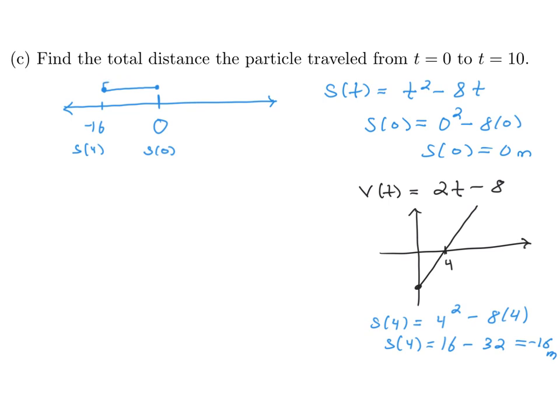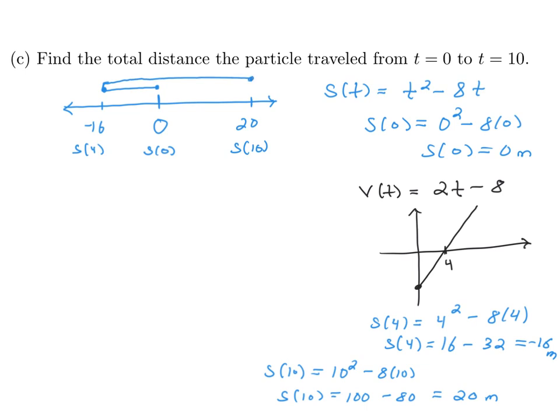How far does it go? Well, we want to see how far it goes up to 10 seconds, so I'll figure that value of s out next. So s of 10, that is 10 squared minus 8 times 10. Okay, that's 100 minus 80. And that's equal to 20. And that's 20 meters. So now it's over here. So here's 20, and this is s of 10. So the particle goes right up until here.